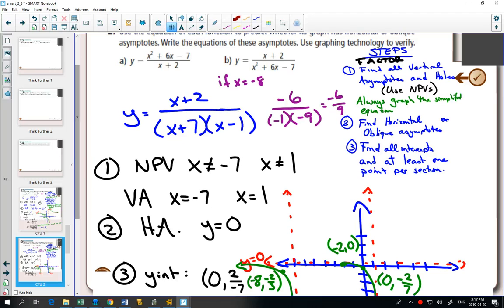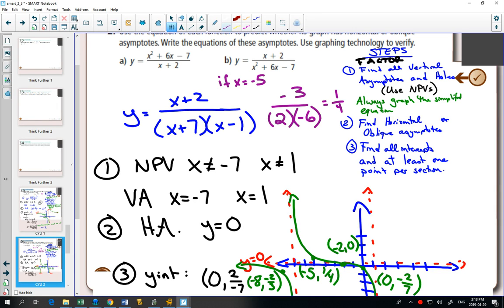So I'm going to go back up to my factored equation, erase the purple work from the last one. And now say, what would happen if I plugged in -5? My numerator would be -3. My denominator would be +2, and this would be -6. I get -3 over -12, which simplifies to 1/4. So I now know on my graph that I have the point -5, 1/4, which is positive, meaning this has to go up towards the asymptote, and it didn't bounce off.